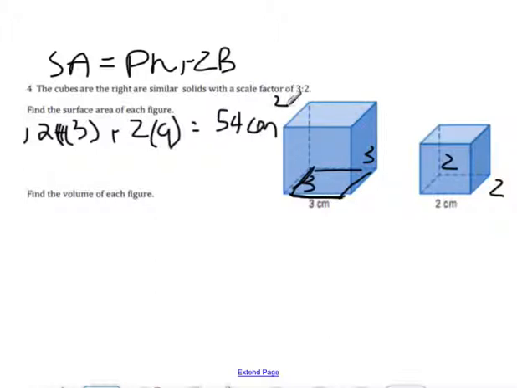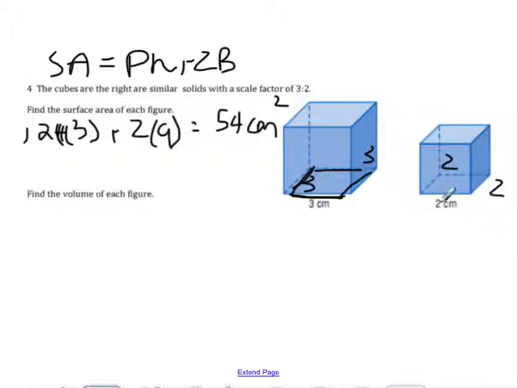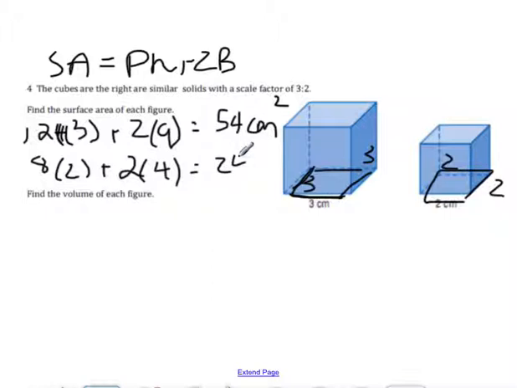Now let's take a look at the surface area of the second one. To get the perimeter, I'm going to have 2 plus 2 plus 2 plus 2, which is going to give me 8. So my perimeter is 8, and my height is 2. Plus 2 times the area of my base. Well, the base is going to be 2 times 2, so the area of the base is going to be 4. So in my calculator, 8 times 2 plus 2 times 4, which is 24 centimeters squared.